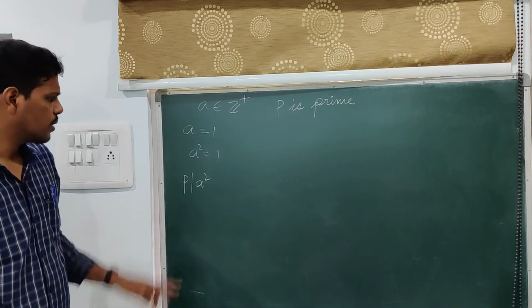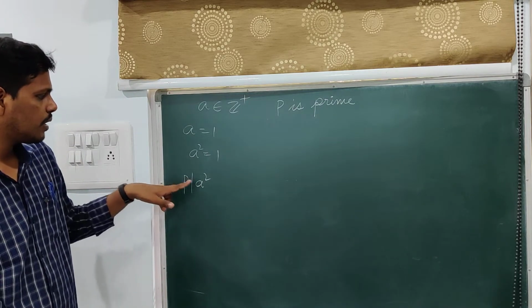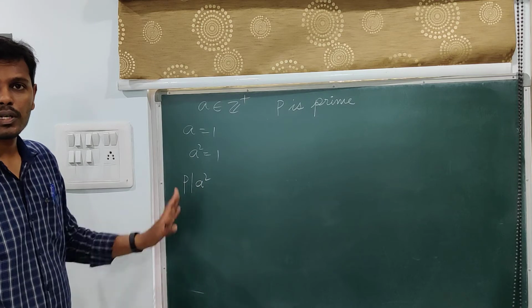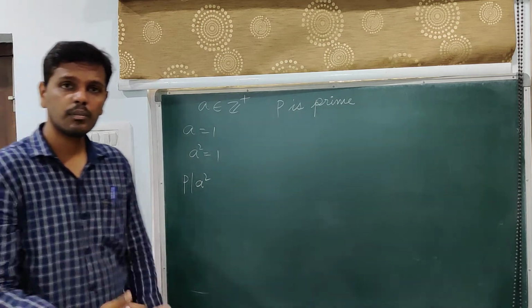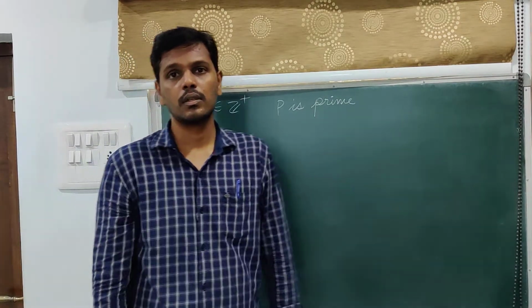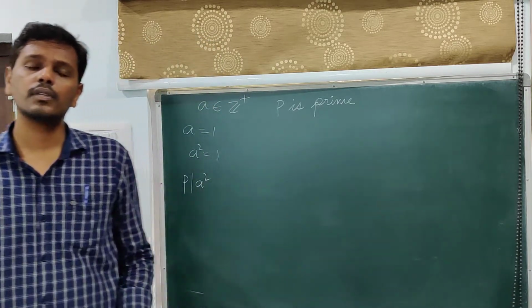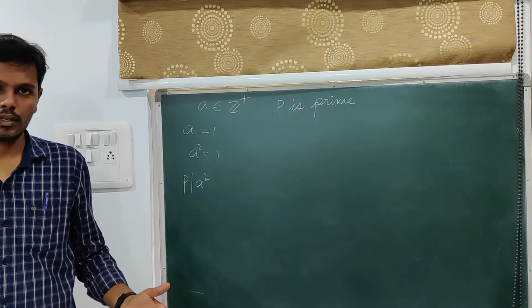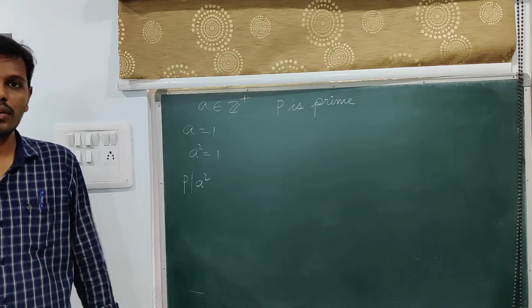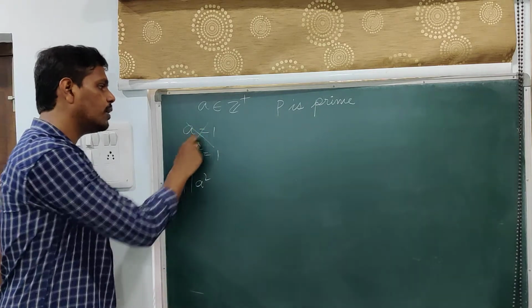Now P is a prime number and P divides A square. Can a prime number divide 1? The only number which divides 1 is 1 itself, so there is no prime number which divides 1. Hence A cannot be 1.